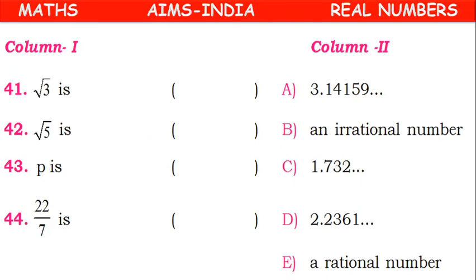Second one. Root 3 is what? Root 3 is an irrational number. Root 3 value actually 1.732 also will come.